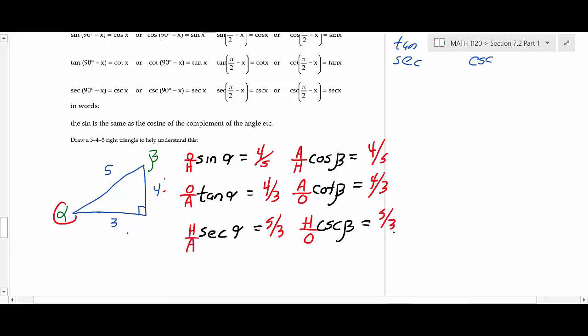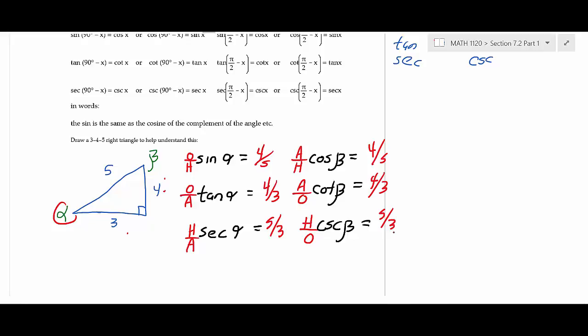Okay, that's what cofunctions are. What it means is if you do the sine of an angle and you do the sine of what's called the complement of that, they will always be the same. Okay, that's why I made the angles different, alpha and beta.